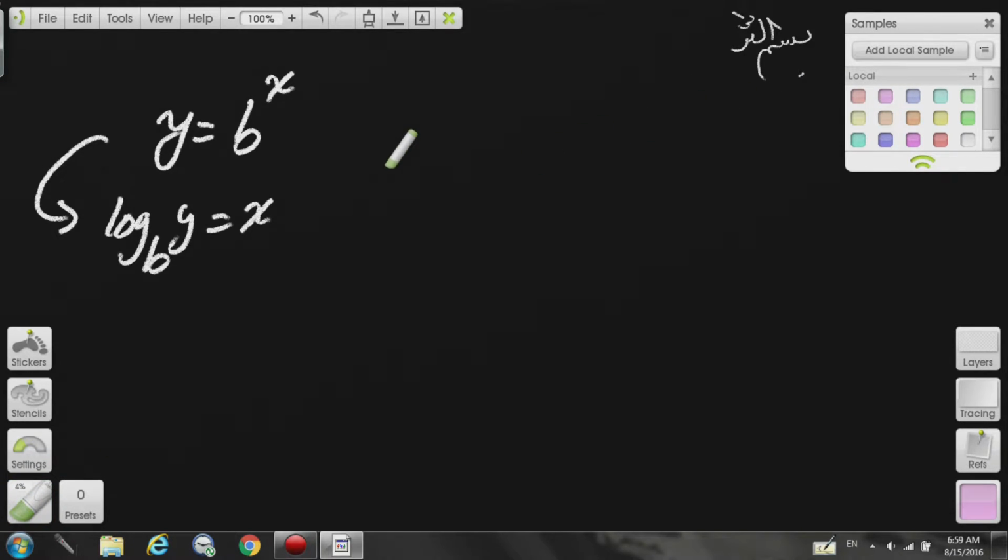Now here are some rules. You can be of any base here, so we're going to use base 10. We use base 10 so commonly that we sometimes just don't write it. When you see log, it's assumed in general to be log base 10. So if somebody says log of 2, they're saying log base 10 of 2. So 10 is such a common base that it is not written. In fact, it's called the common log.